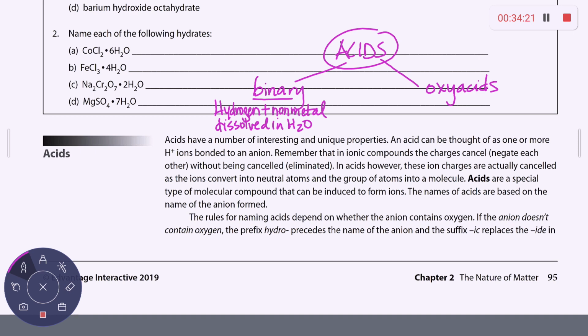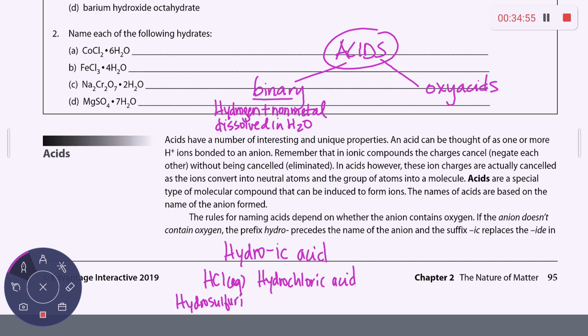Binary acids, for naming them, you're going to have hydro in the front, ic at the end, and then acid. So if you have something like HCl, and you would have to put the aq technically after it, otherwise it's called hydrogen chloride, which is something else. This would be hydrochloric acid.